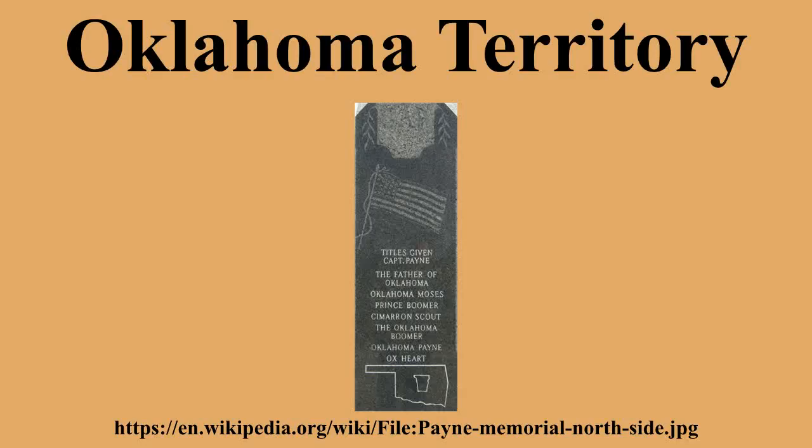Cheyenne and Arapaho Reserve, April 19, 1892, opened by Land Run. Cherokee Outlet, September 17, 1893, opened by Land Run. Kickapoo Reserve, May 4, 1896, opened by Land Run. Greer County, March 16, 1896, officially assigned to Oklahoma Territory. Comanche, Kiowa, and Apache Reserve, July 10 through August 6, 1901, lottery. Wichita and Caddo Reserve, July 10 through August 6, 1901, lottery.